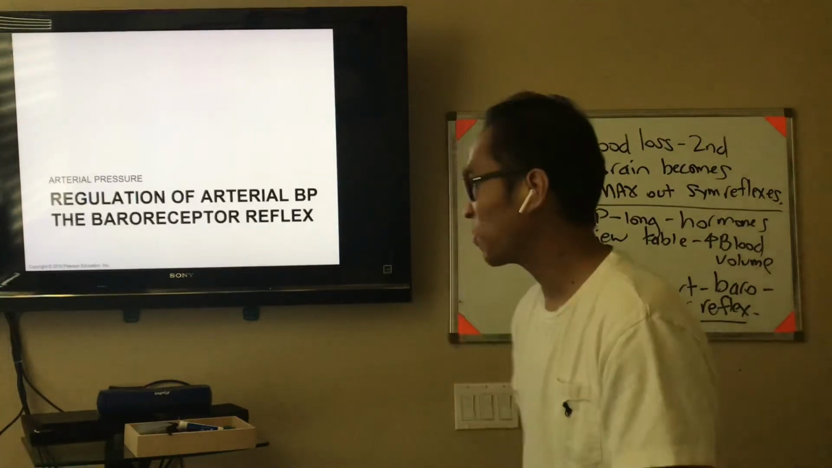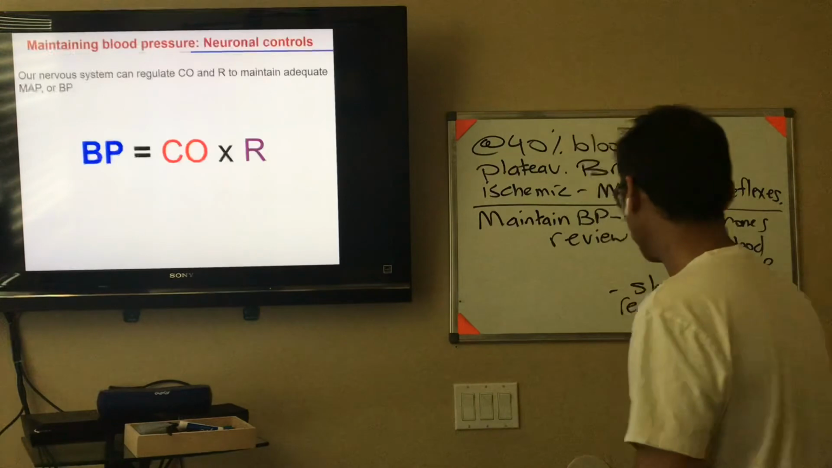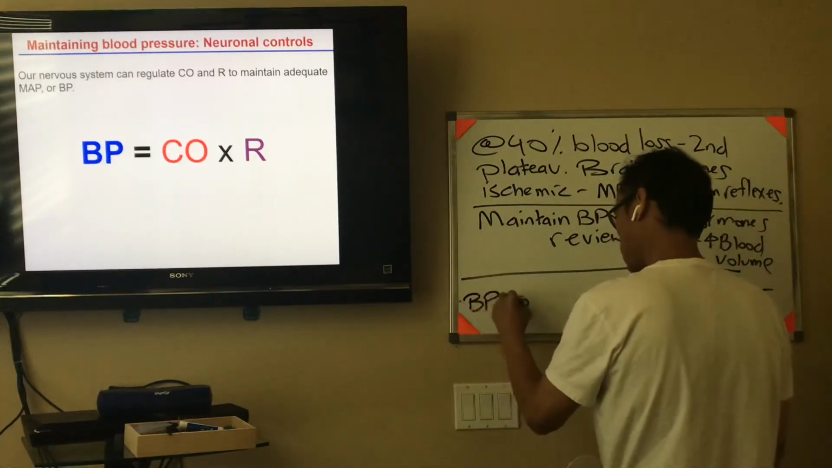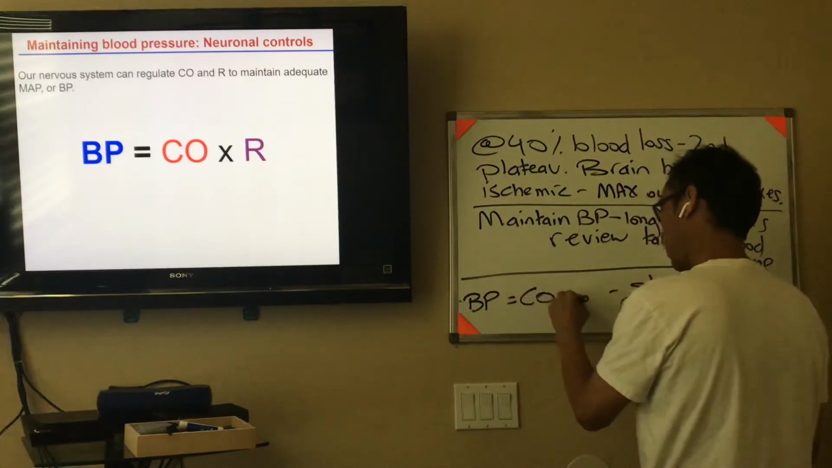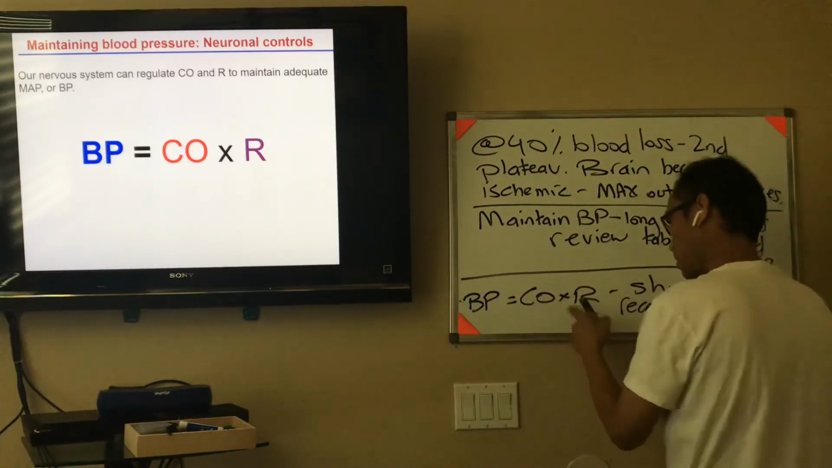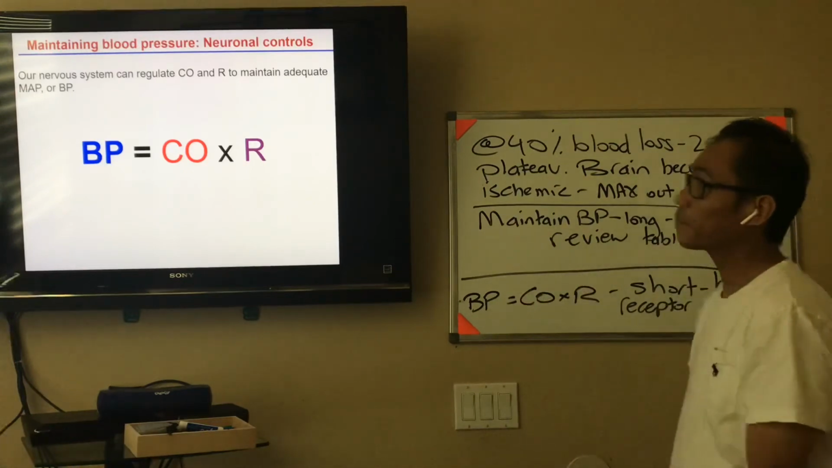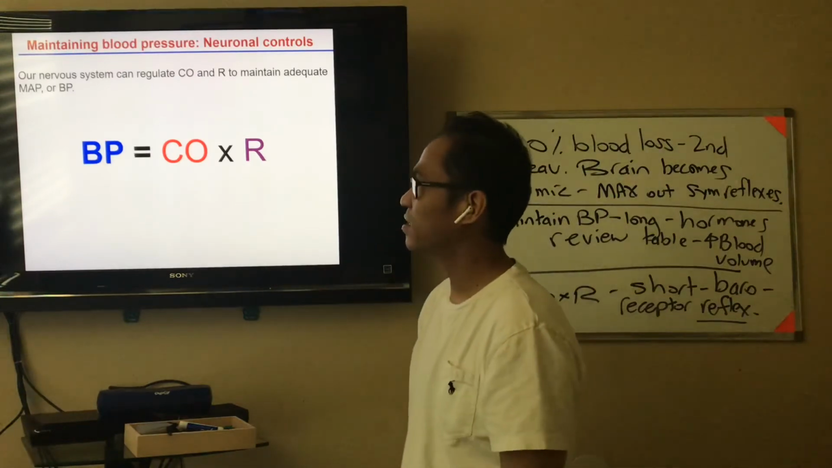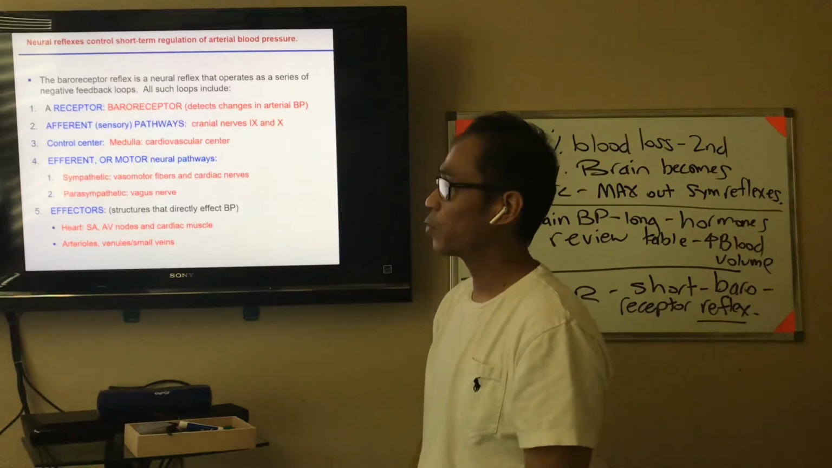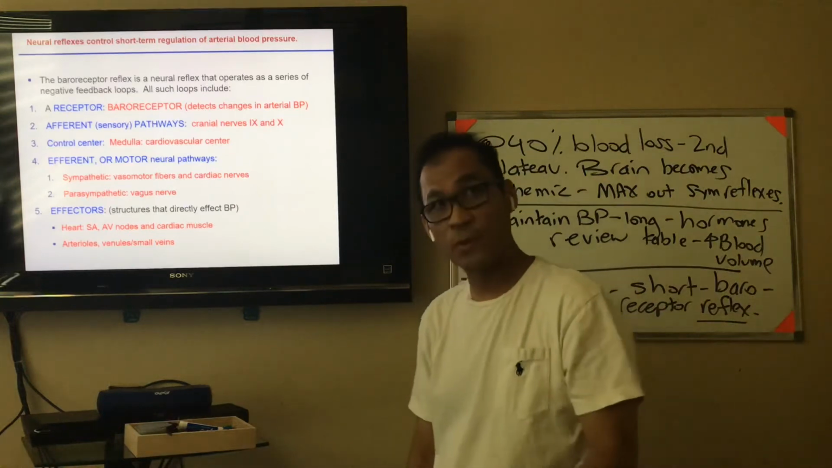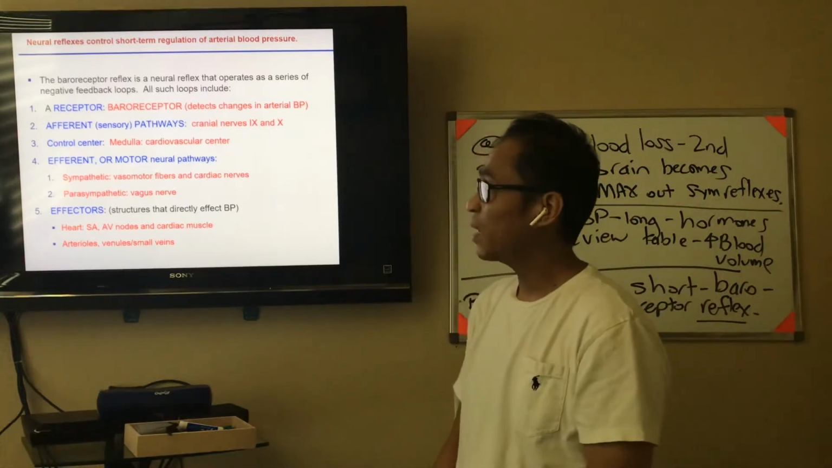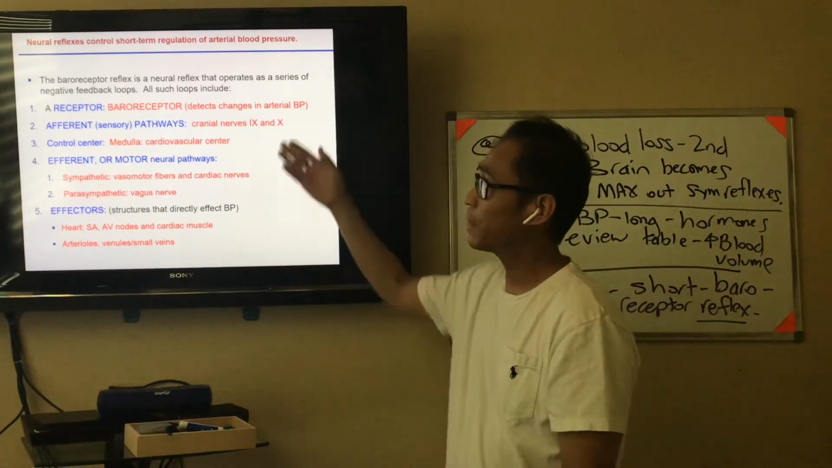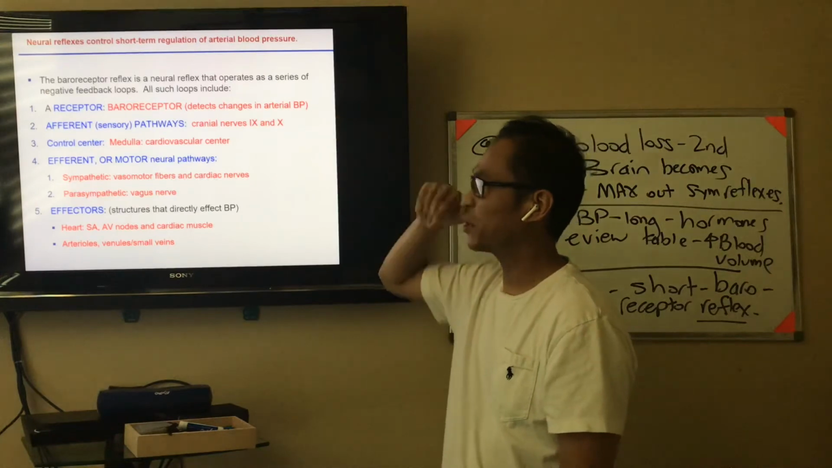We'll focus on the baroreceptor reflex, which you should pay attention to this equation here. Blood pressure, again, is a function of cardiac output and the peripheral resistance. These factors maintain the blood pressure. Our nervous system can regulate these cardiac output and peripheral resistance to maintain adequate BP. And because it's a reflex response, you may want to review those basic components in your nervous system unit. You need a receptor, which in our case is a baroreceptor to detect the change in arterial pressure.